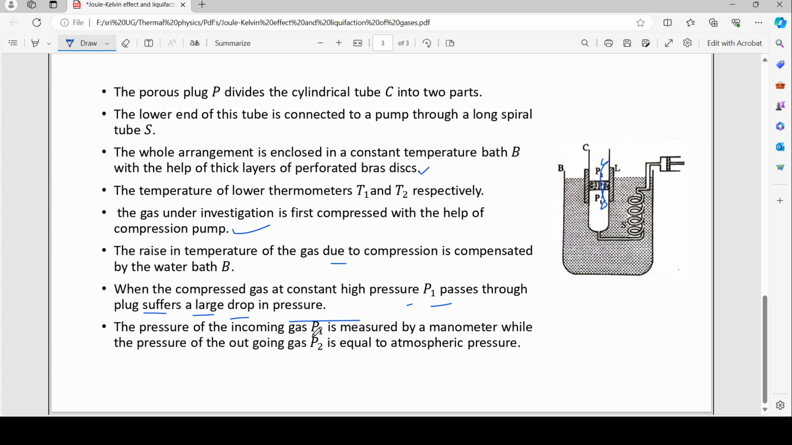The pressure of the incoming gas, P1, is measured by the manometer. On this side one manometer is kept to measure its pressure, while the pressure of the outgoing gas, P2, is equal to the atmospheric pressure, the pressure of the outside region. When we take the difference of these two, we can easily know how much the temperature falls, because the change in temperature is directly proportional to the difference in pressure. If the difference is more, the change in temperature is also more.